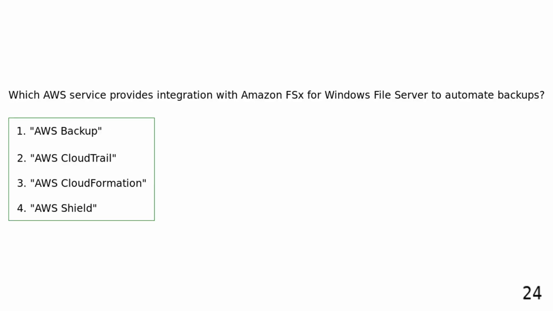Which AWS service provides integration with Amazon FSx for Windows File Server to automate backups? AWS Backup, AWS CloudTrail, AWS CloudFormation, AWS Shield. AWS Backup provides integration with Amazon FSx for Windows File Server to automate backups and ensure data protection and compliance.